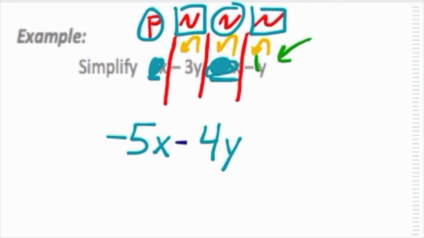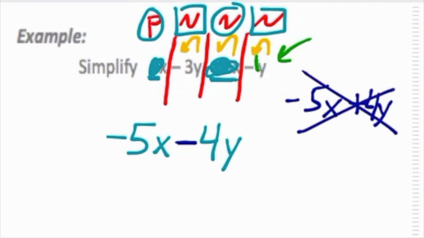That means I have to put a minus sign in between the terms. Because the 4 was technically negative 4, I have to put a minus sign. If you wrote negative 5x plus 4y, please understand, the whole thing is wrong. Because you're saying that the 4y is positive, while in fact, it's actually a negative.